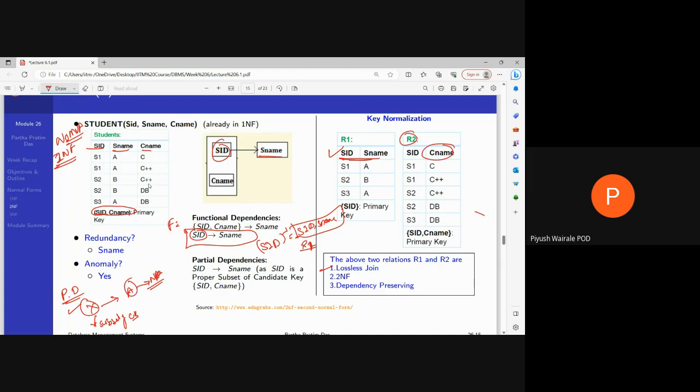Now to check the second condition, R1 intersection R2, there must be some common attribute, right? So you can see SID must be there because SID and CNAME itself is a key, right? So that's how we can decompose this table to 2NF. And here you can see only one functional dependency is applicable, that is SID determines S name. So SID is a primary key here, and there the combination is a primary key.